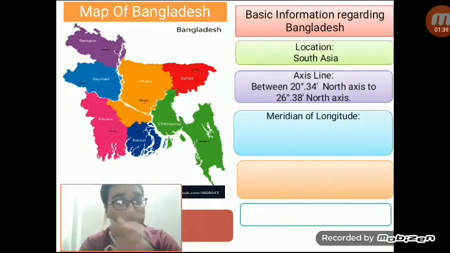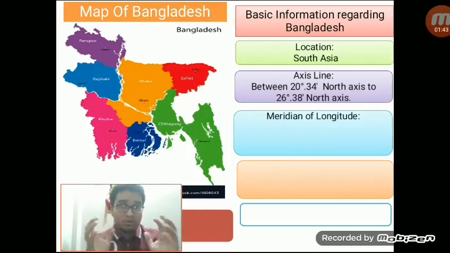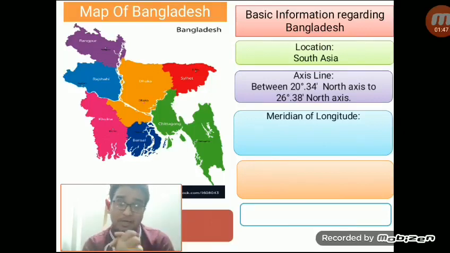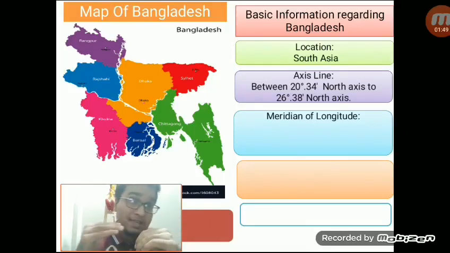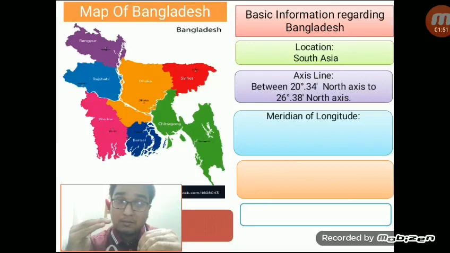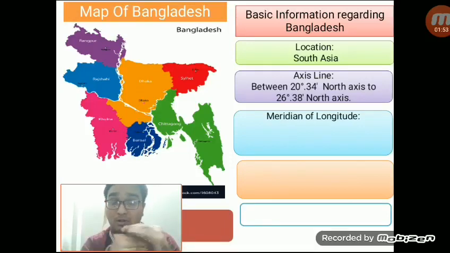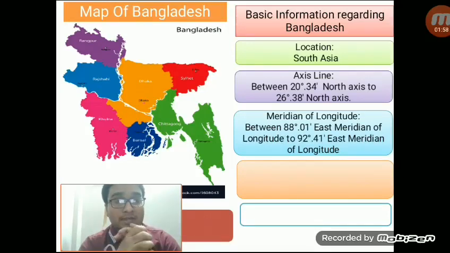Now I'm going to talk about the median of longitude. I think you know all about the median of longitude lines. Okay, the vertical lines that we can see on the Earth's map are called the longitude line. So Bangladesh is located between 88 degree 1 minute east meridian of longitude to 90 degree 41 minute east meridian of longitude.